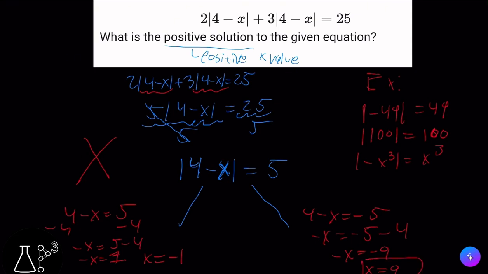Let's plug that into the absolute value to make sure the answer works. So I have the absolute value of 4 minus 9, which equals the absolute value of negative 5, which equals 5. Because any absolute value turns positive, the absolute value of negative 5 is positive 5, satisfying the equation, meaning that x equals 9 is one of the answers.